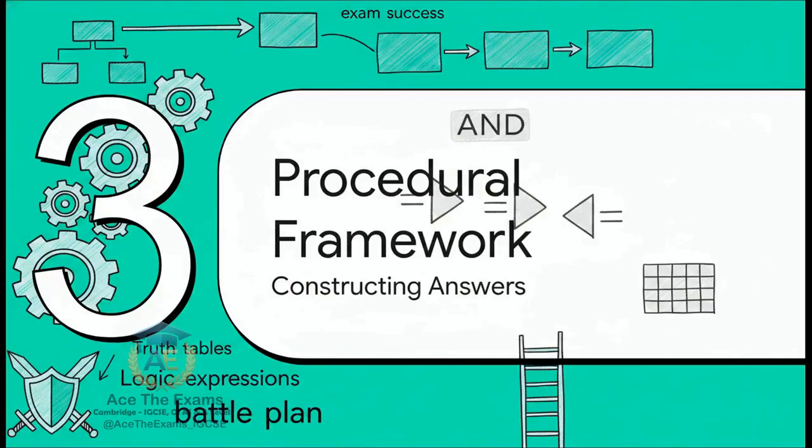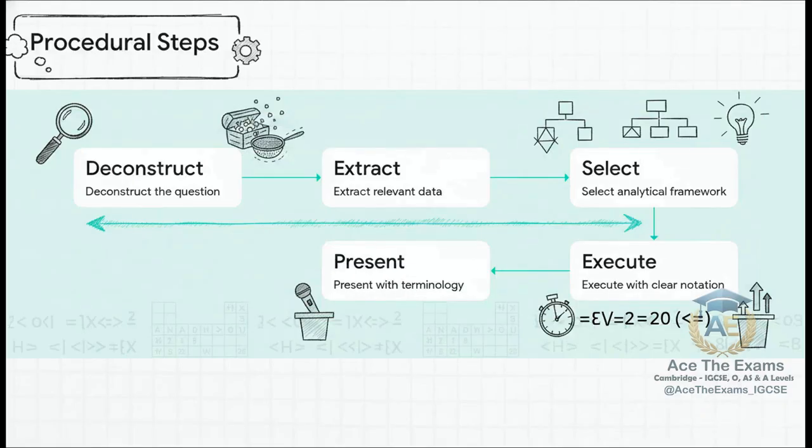All right. Section 3, the Procedural Framework. How to actually construct your answer. This is the exact sequence, the success blueprint you must follow when tackling these examination questions. If you want to achieve top-tier algorithmic thinking, you must systematically execute these 5 steps.